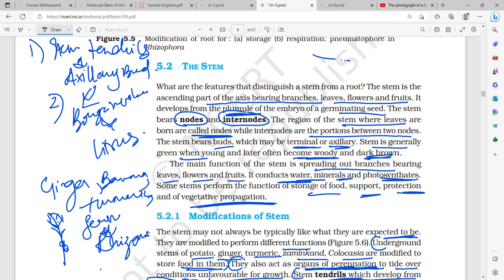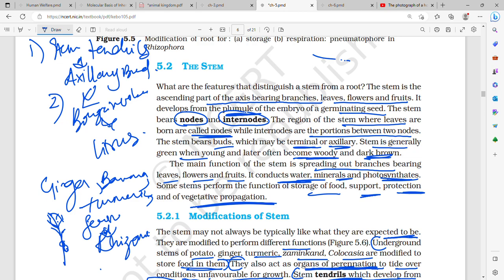The stem bears buds. These buds can be terminal or axillary. Terminal, that is terminating at the top, the distant most part of the stem, that is the opposite side. Axillary, that is towards the side. Stem is generally green when it is young, but as the plant becomes older and older, it becomes woody and dark brown in color. The main function of the stem is spreading out branches bearing leaves, flowers, fruits. The stem conducts water, minerals, and photosynthate.